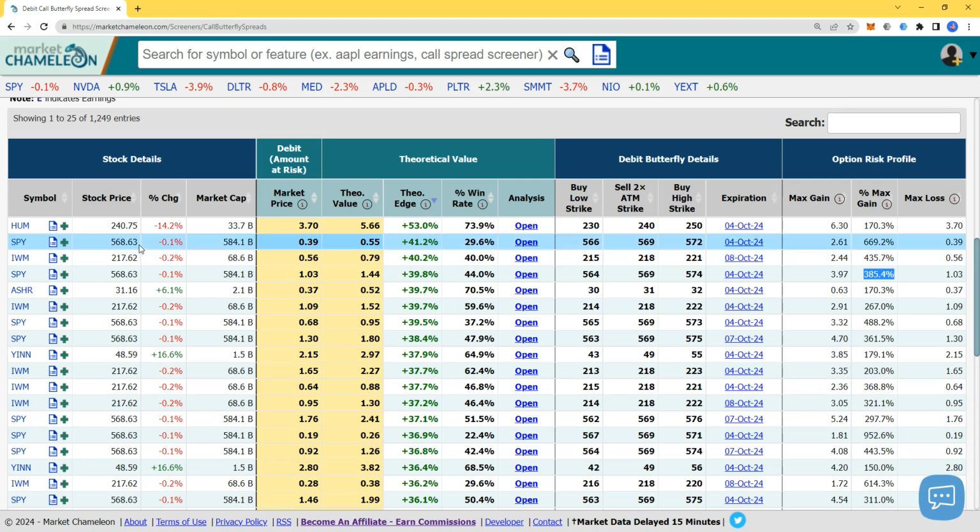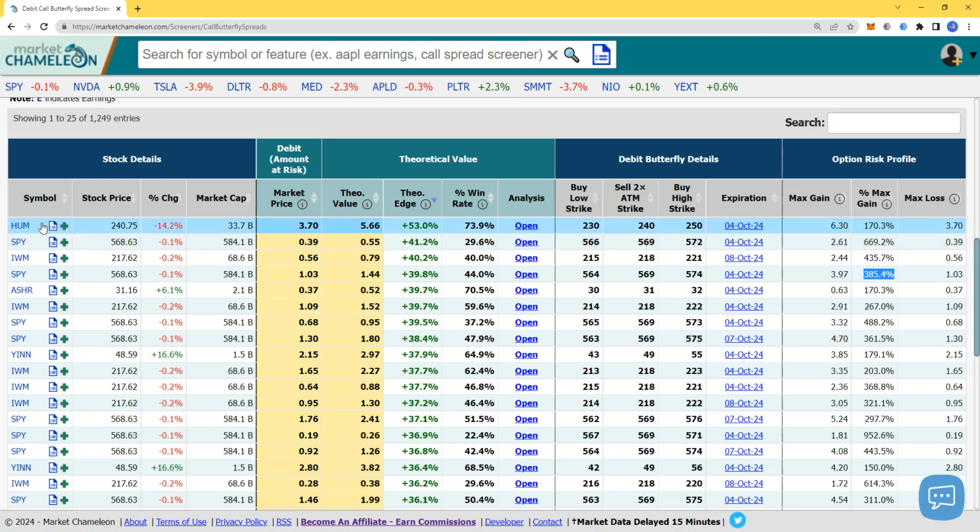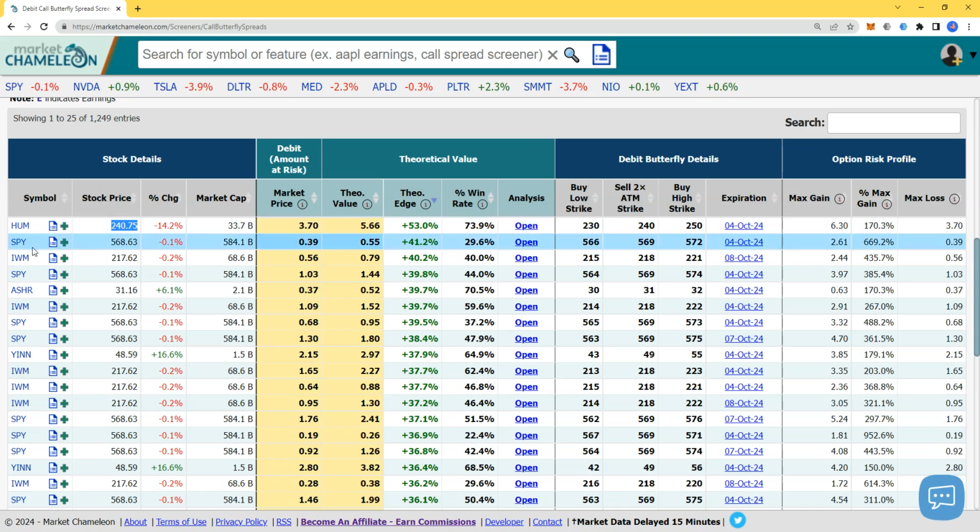So let's see stuff that you know, stuff that doesn't move a lot, and maybe an index. Humana, they are down 20% today for some news. I'm not touching that. But we got SPY. Let's see SPY right now, okay? And then let's see what we got. It will tell you exactly the trade opportunities. So the price, 568.63.